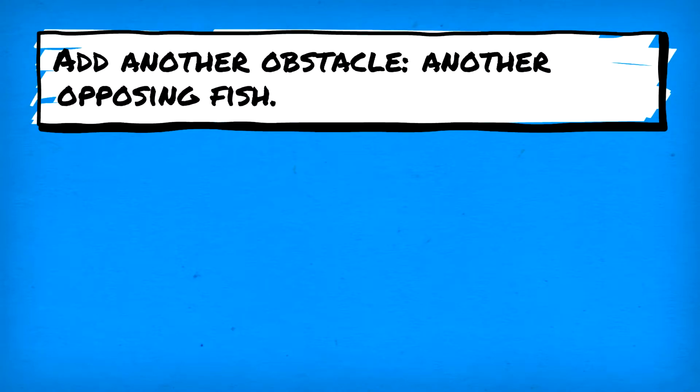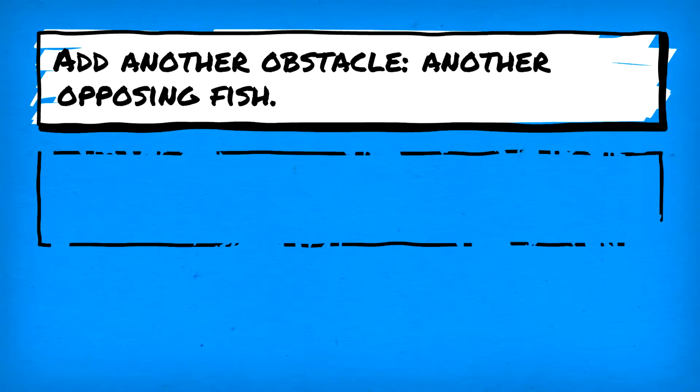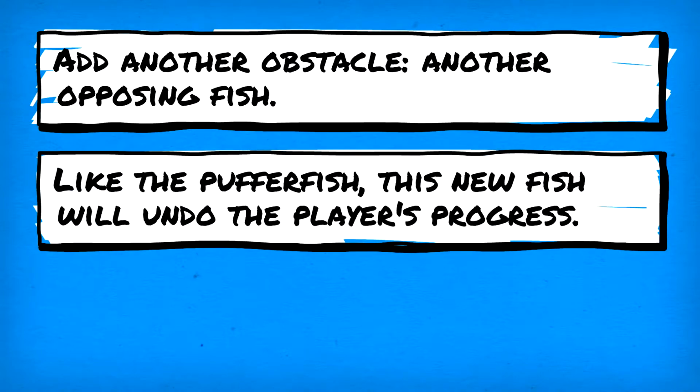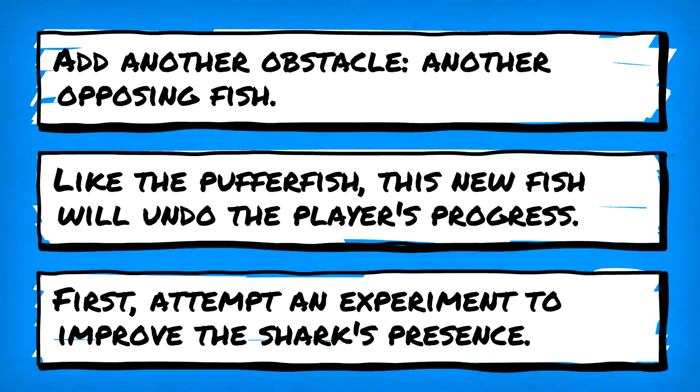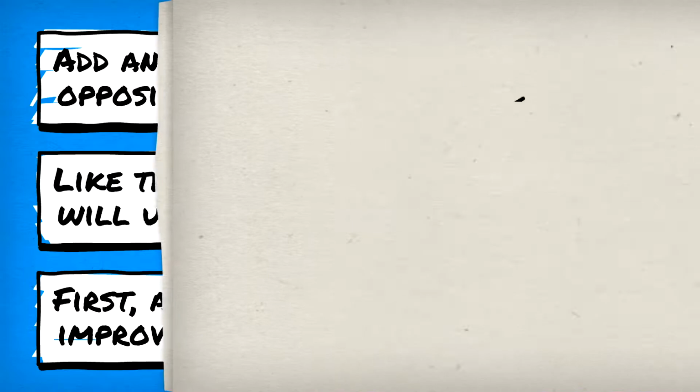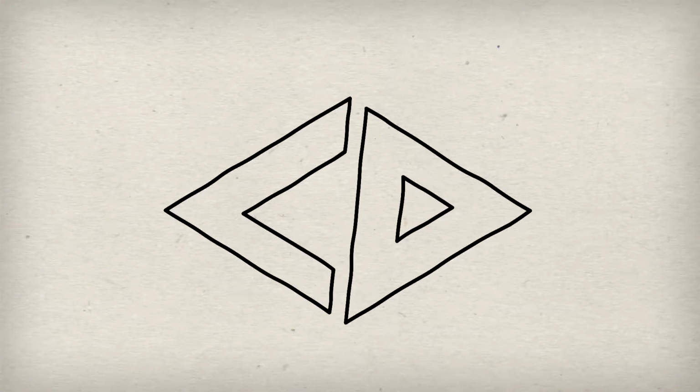We will be adding yet another opposing fish to the game. Like the pufferfish, this new fish will also undo the player's progress, but in a slightly different manner. However, before we can get to that, we're going to conduct an experiment to see if we can improve the shark's presence in our game. Now that sounds like a plan, so let's get to the coding.